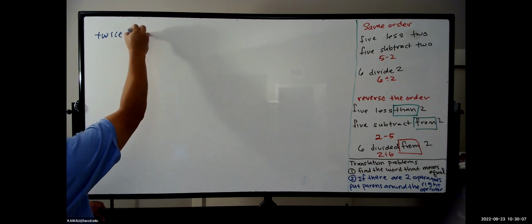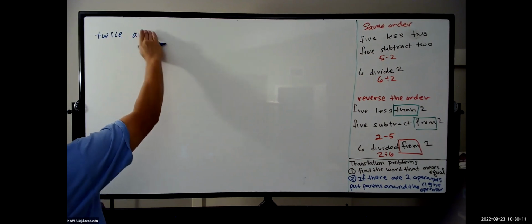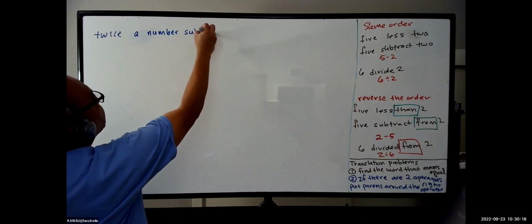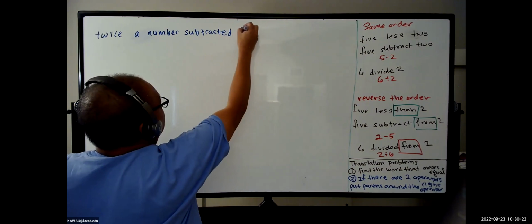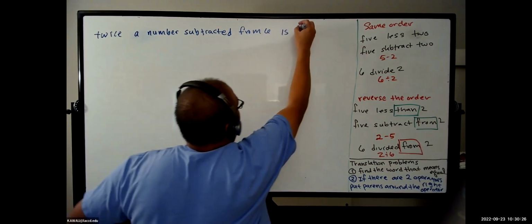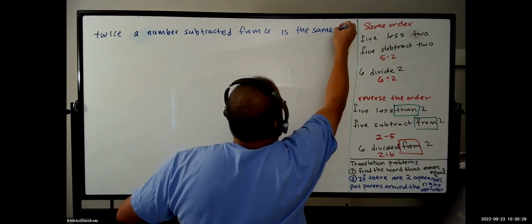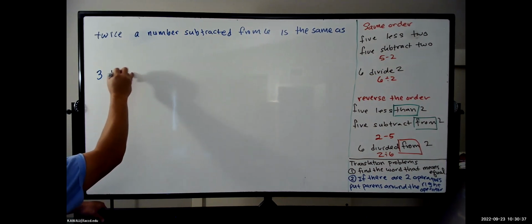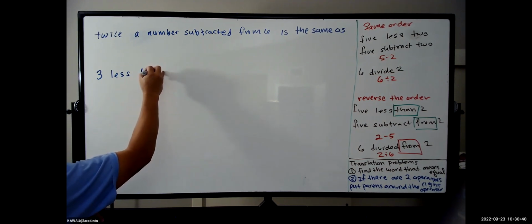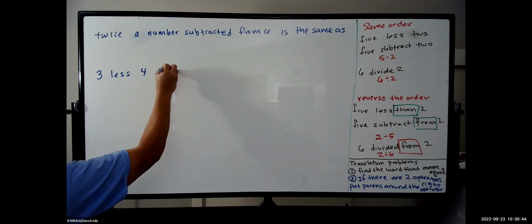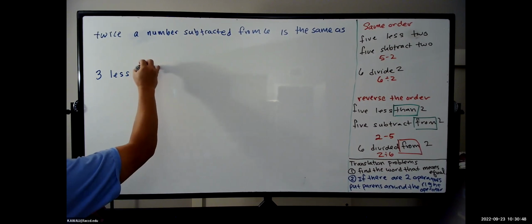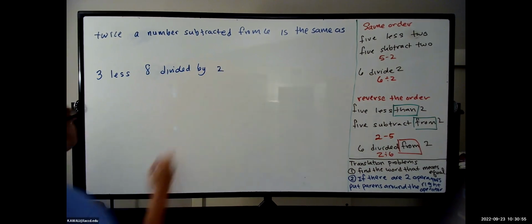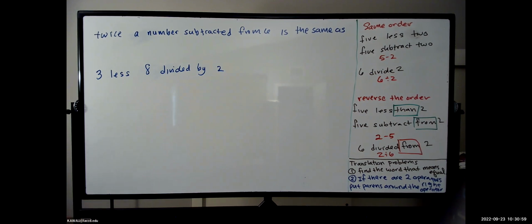So you would look at something like: twice a number subtracted from 6 is the same as 3 less 8 divided by 2. All right, and then go ahead and find that number.